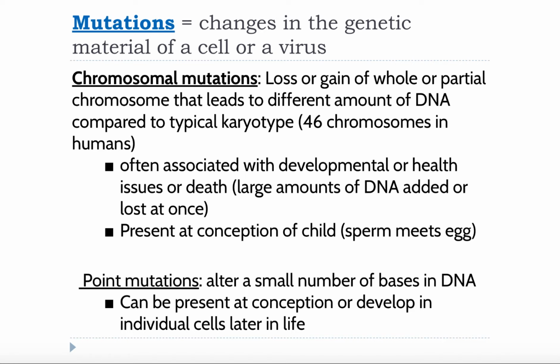Point mutations, on the other hand, are what we consider small-scale mutations, because they only affect one, maybe two genes, but generally one gene at a time. They alter a small number of bases in DNA, and can be present at conception or developed in a cell later in life when a cell gets DNA damage or a replication error in its DNA.